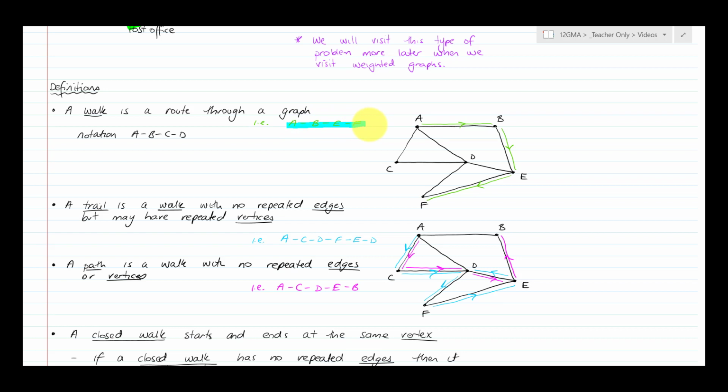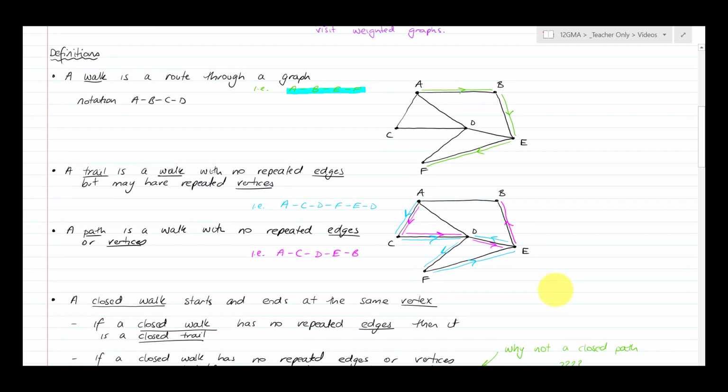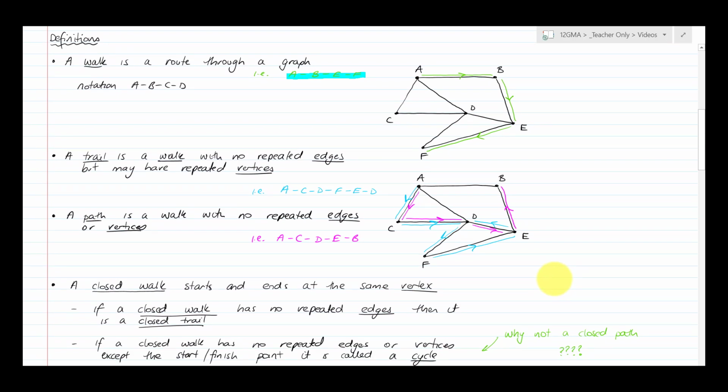There's a notation. A trail is a walk with no repeated edges, but it may have repeated vertices. So I've got a trail example there in light blue. A to C to D to F to E to D. I've repeated vertex D, but that doesn't matter because that can still be a trail. But it cannot be a path. A path is a walk with no repeated edges or vertices. So whereas a trail is a walk with no repeated edges, but it can repeat vertices, a path is a walk with no repeated edges or vertices.